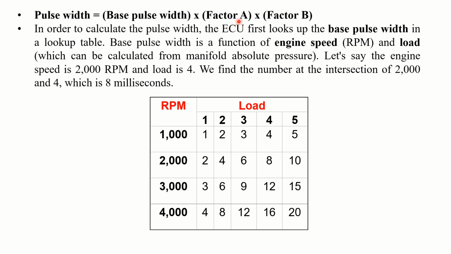This is base pulse width into factor A and factor B. So what is this? Suppose you have chosen a base pulse width, which is a function, again, based on engine RPM and load. There will be a lookup table like this. Suppose you are at engine 2000 RPM. Depending on the load, it may choose a particular base pulse width. Let us say 2000 RPM, load is 4. It may be equivalent to something like 8 milliseconds from the lookup table that is available.